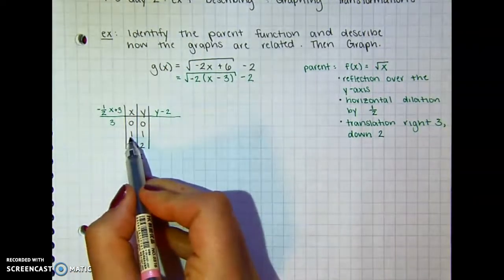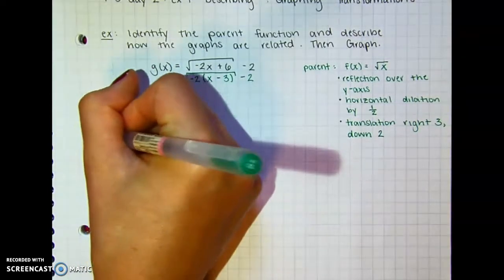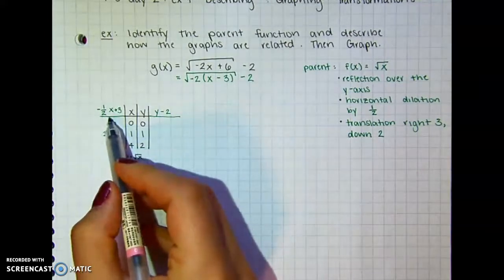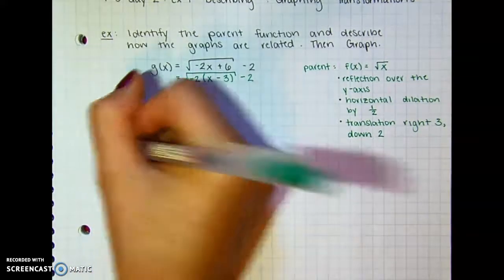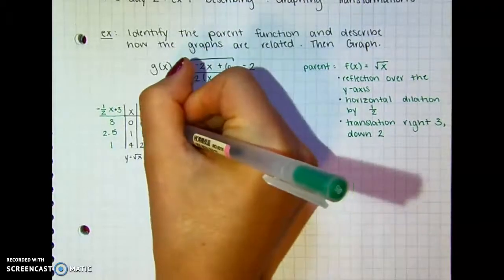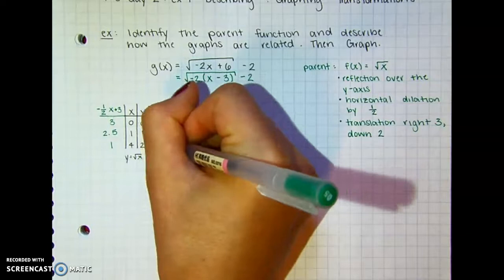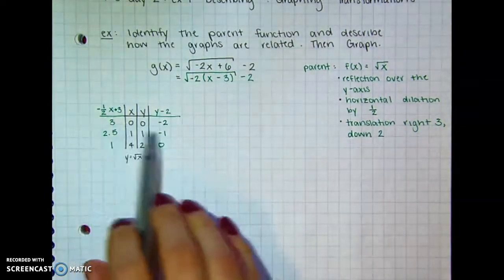1 times negative 1/2 plus 3. Because we're graphing, you could just leave this as 2.5. 4 times negative 1/2 plus 3. And then our y values, so 0 minus 2, 1 minus 2, and 2 minus 2. And then these are the key points I'm going to plot.